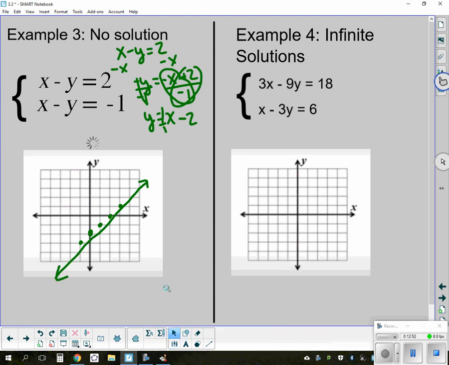You guys pause the video. Whoops. Pause the video and deal with the second equation. Figure out what your point of intersection is.